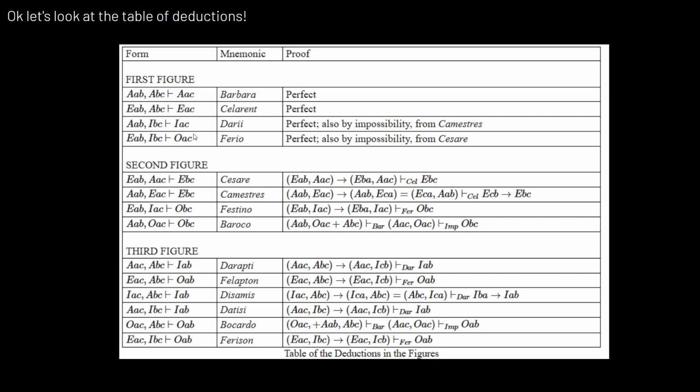So do not get confused about that. The mnemonic, right? You might wonder, what the heck is this mnemonic even for? The mnemonics are used to memorize the proofs of a syllogism, the moods of a syllogism, how to prove them, right? And usually what figure they are.